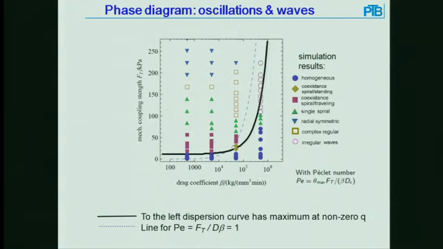Another thing you can look at is the Peclet number, which is now given by this combination. So it's very much analogous to what I had in the first part, and also there, if the Peclet number gets large, things get interesting.